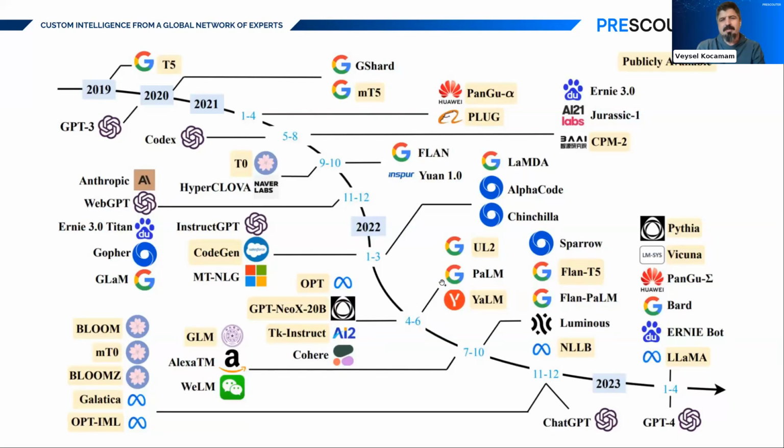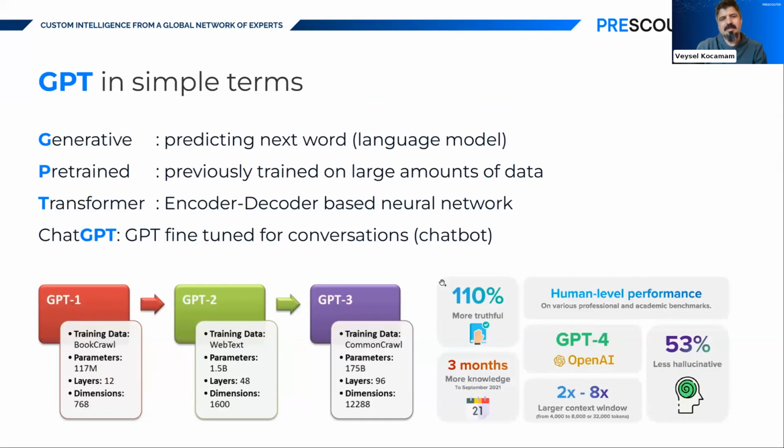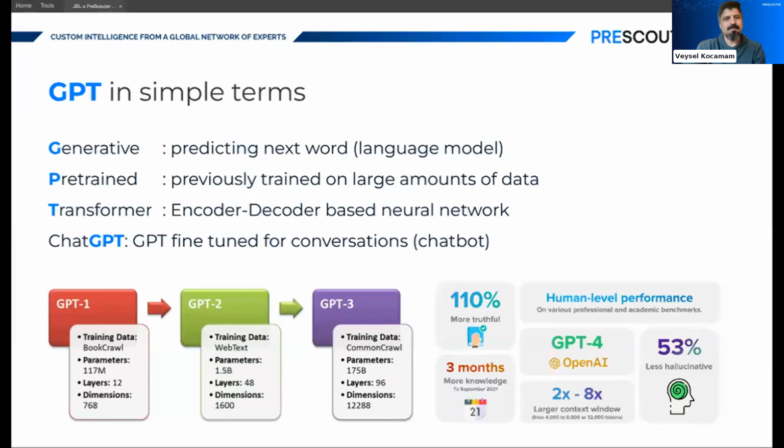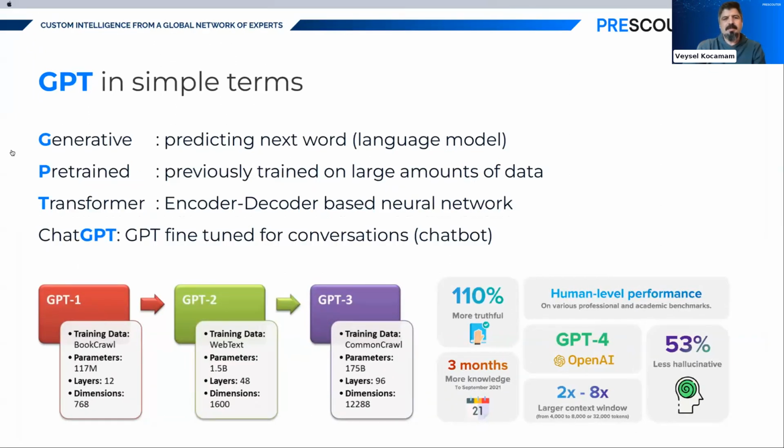So now in the next slides, I'm going to talk a little bit more about what all these terms mean. GPT is the acronym for Generative Pre-trained Transformer. It is generative because it is predicting the next word. It is pre-trained because it was previously trained on a large amount of data, trillions of tokens that you can find everywhere on the web, in libraries, so all the digital content. And it's a transformer architecture, which was popularized in 2017.